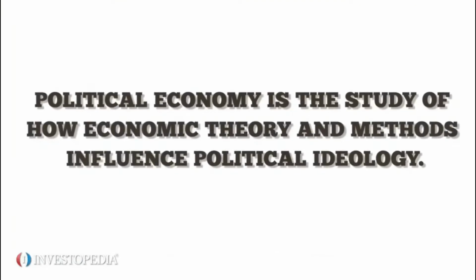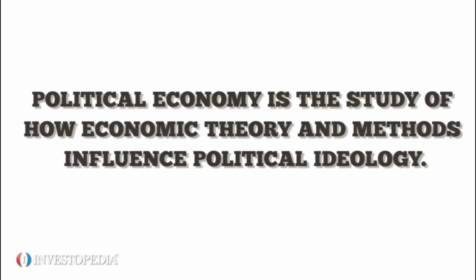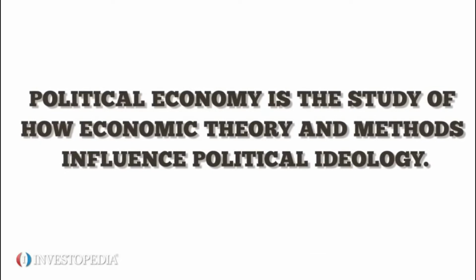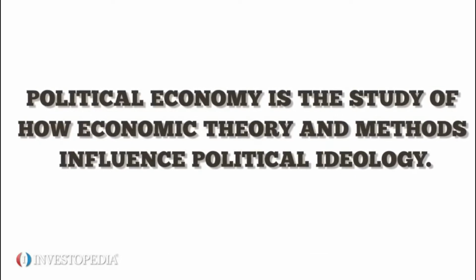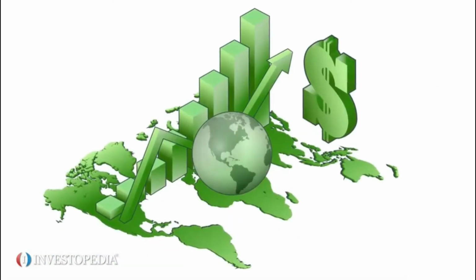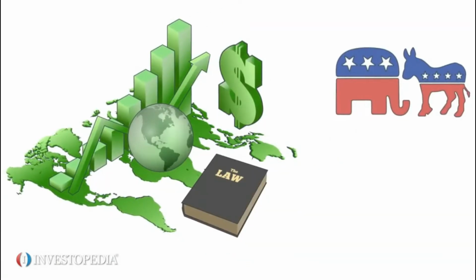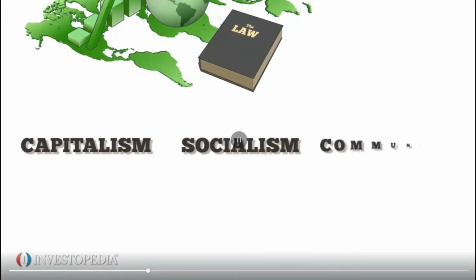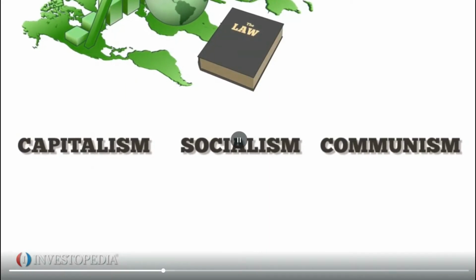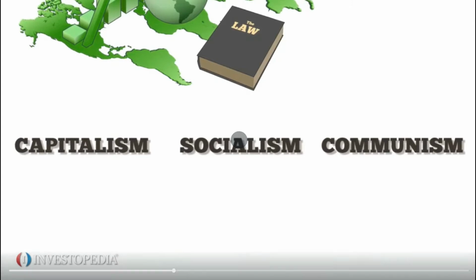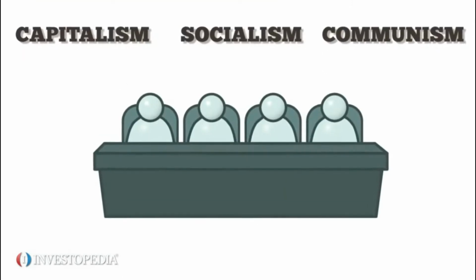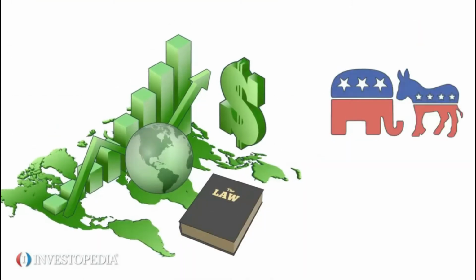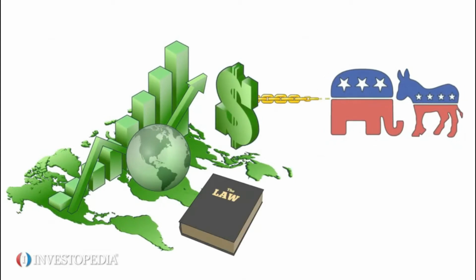Political economy is the study of how economic theory and methods influence political ideology. Political economy looks at the interaction between economies, laws, and politics. It studies how institutions, such as capitalism, socialism, and communism, develop in social and economic systems, and it analyzes how public policy is created and implemented. Economics and politics are intrinsically linked.